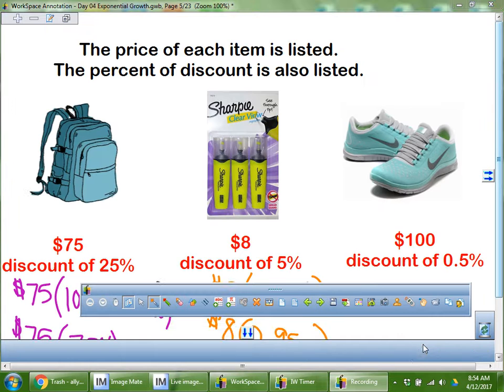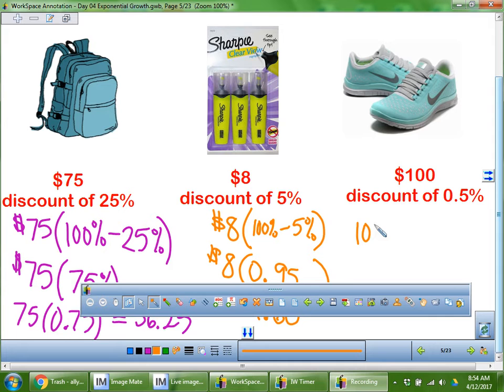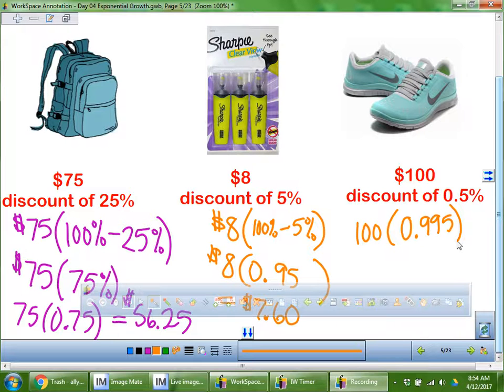Okay. The shoes, we have $100 and a discount of 0.5%. So you're going to be paying 99.5%. So move the decimal twice, times 100. I can do that one in my head. 99.50. You say 50 cents. This is not 50%, this is 0.5%. This would be 50%.